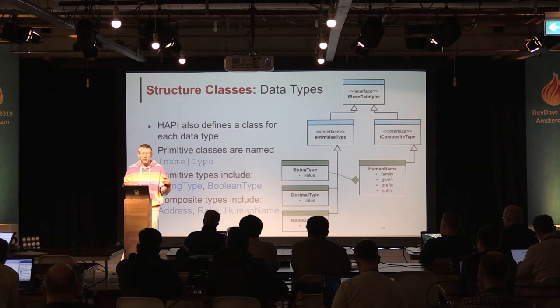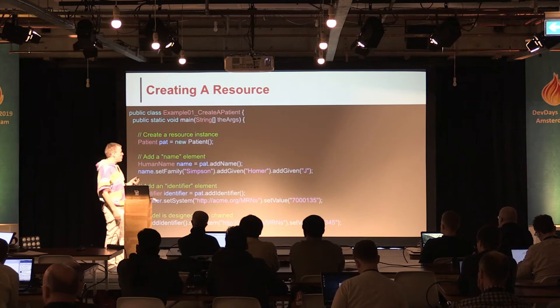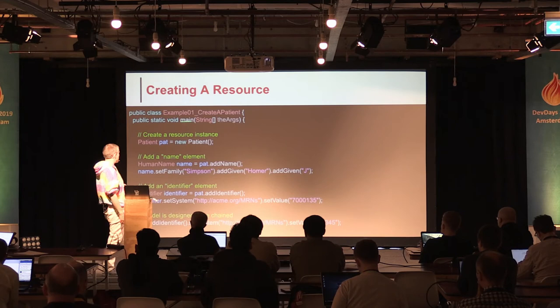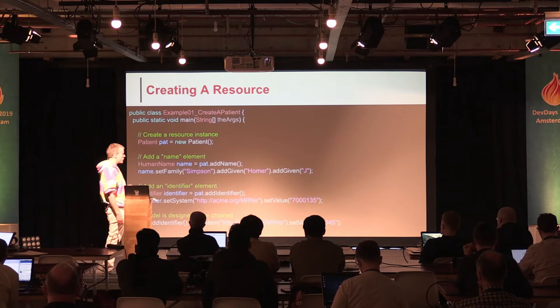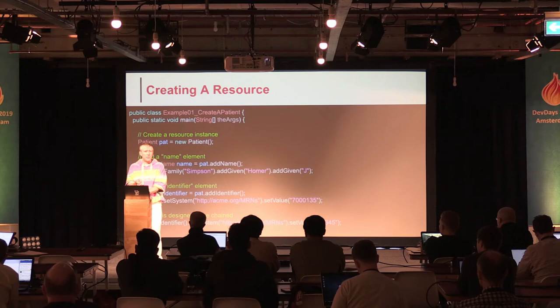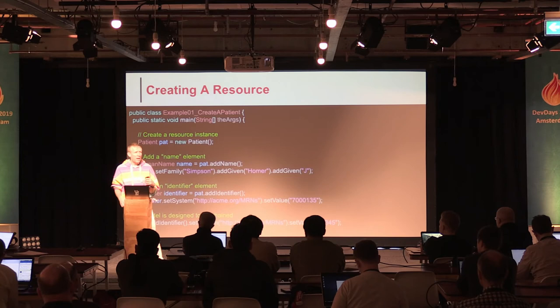So moving on to code. I'm going to point out a couple of things in this sample. First off, you'll notice in all of the code examples I'm about to show you, they've all got these funny class names. This one is example01_createapatient. The reason they're named that way is the GitHub repository I showed you a link to at the start, and I'm going to put a link up at the end as well. It contains all of the samples I'm going to show you here today.